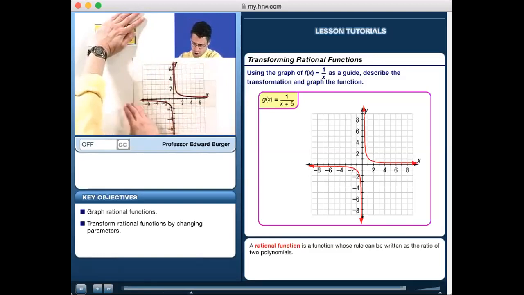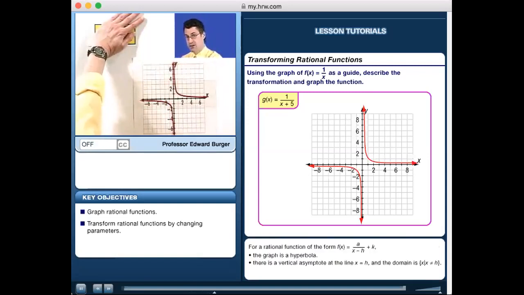There's also a horizontal asymptote at y equals 0. And that's because as the x's get larger and larger and larger, we see that the y's are getting closer and closer and closer to 0. Okay, so what we see here is a horizontal asymptote, a vertical asymptote, and that is the graph of f of x equals 1 over x.